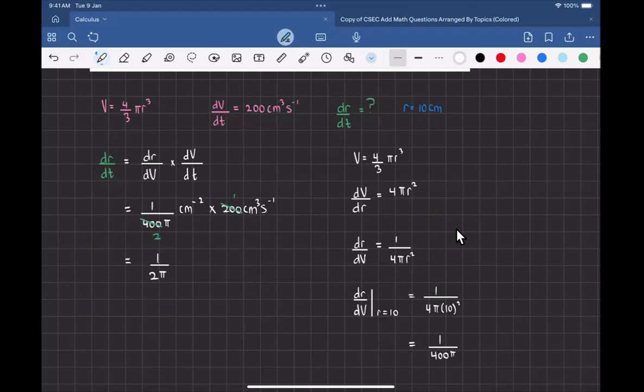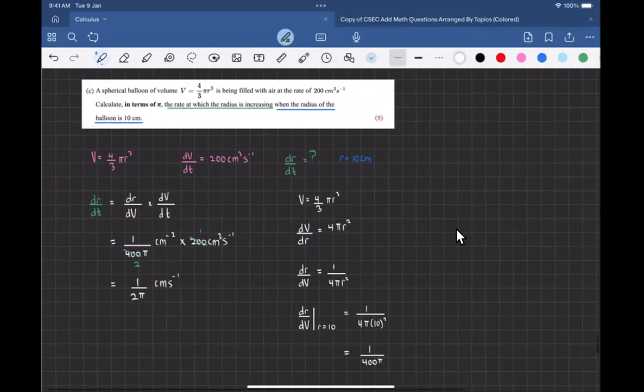Let me look at the units now. Aliyah, what is cm minus 2 by centimeter cube? Same base. If you have the same base and you multiply, you add the powers, so it'll be centimeters, right? Centimeter, and s minus 1. That's it. Yeah. So if you understand that.